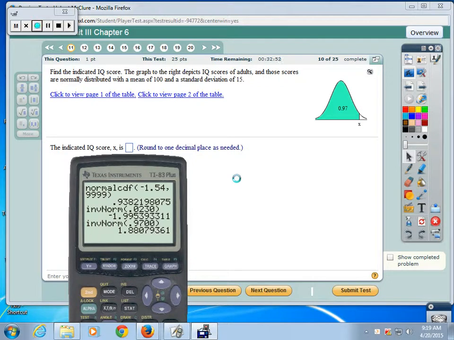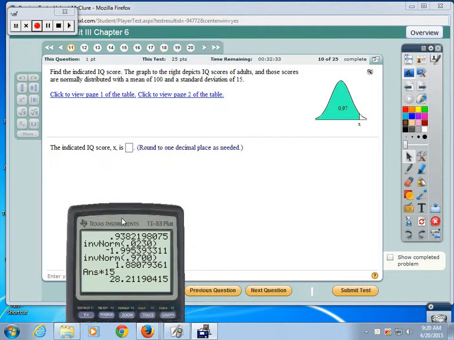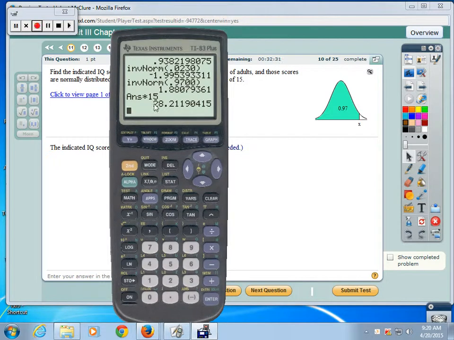So somebody take a calculator and multiply 15 by 1.88 and add it to 100. What do you get? I'll do it. 1.88 times 15 plus 100. So that'd be 128.2.